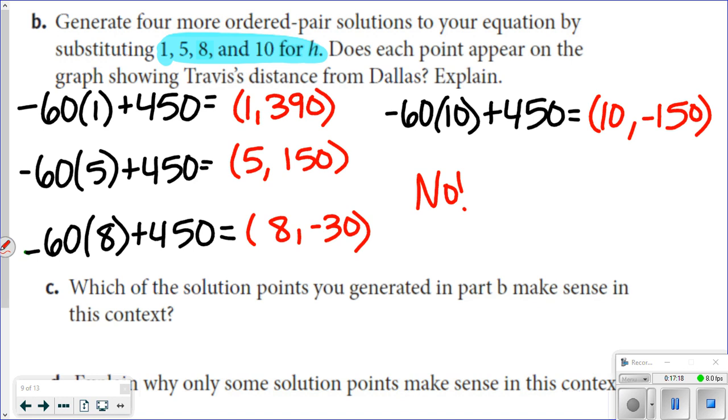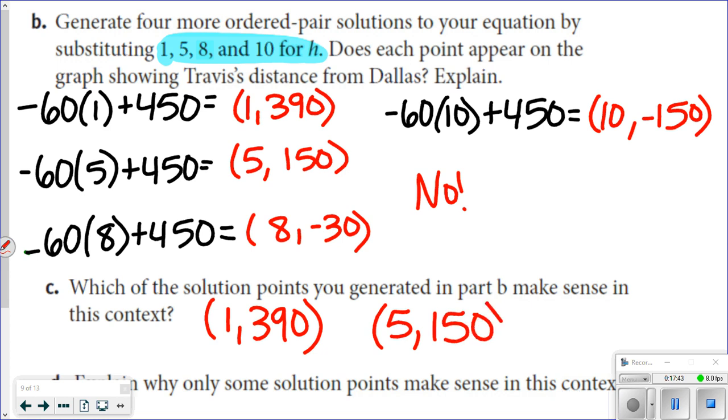The 2 points with a negative distance value or negative output do not appear on the graph because we cannot have a negative distance. We cannot have negative miles left to travel. So which of the solution points that we generated makes sense? That would be (1, 390) and (5, 150).